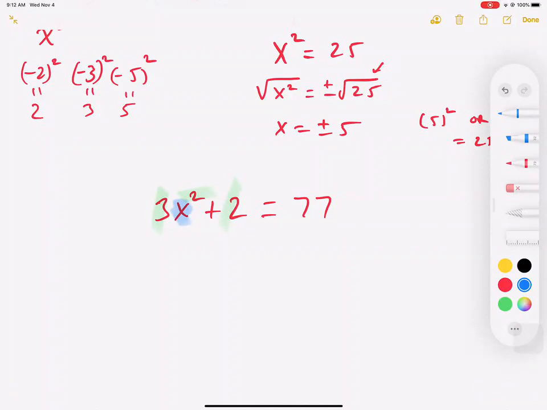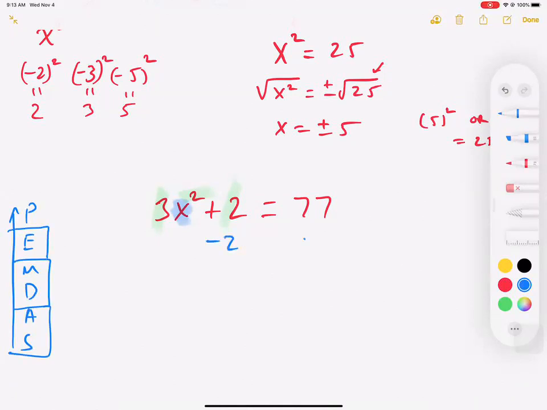Some people would say this is opposite of order of operations. Order of operations says, please excuse my dear Aunt Sally. So you work opposite. We're going to get rid of our addition and subtraction first, then multiplication and division, and then exponents, which is actually how we're going to do this here. So opposite of plus 2 is minus 2. 3x squared is equal to 75.